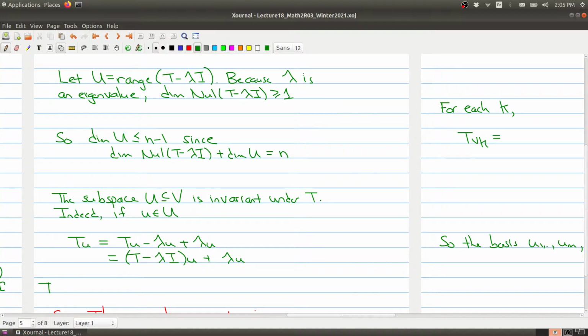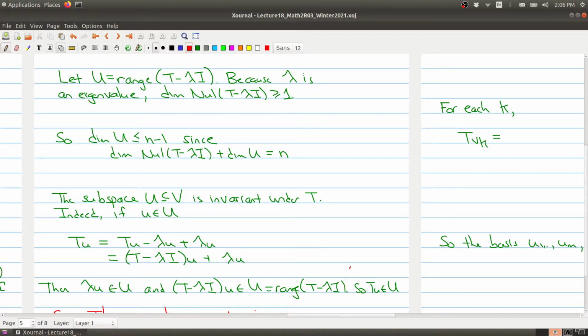Okay, well, then obviously lambda u is inside of U because u is inside of U, and so any scalar multiple is inside of U. This is a property of a vector space. And by definition, (T minus lambda I) u has to be in U, which is equal to the range of T minus lambda I. So these two pieces belong to U, so that means the whole thing has to belong to U. So Tu is inside of U, okay?